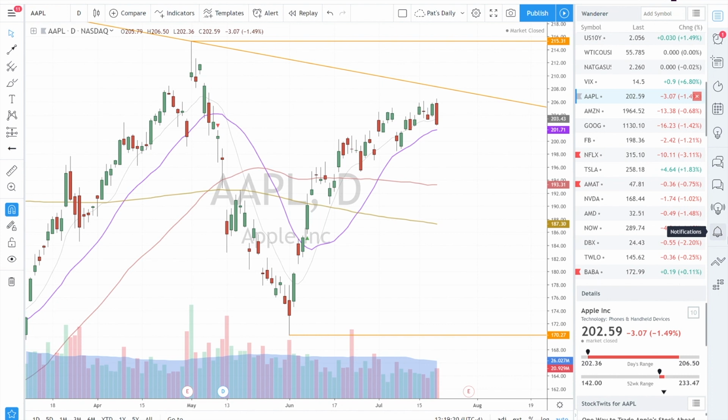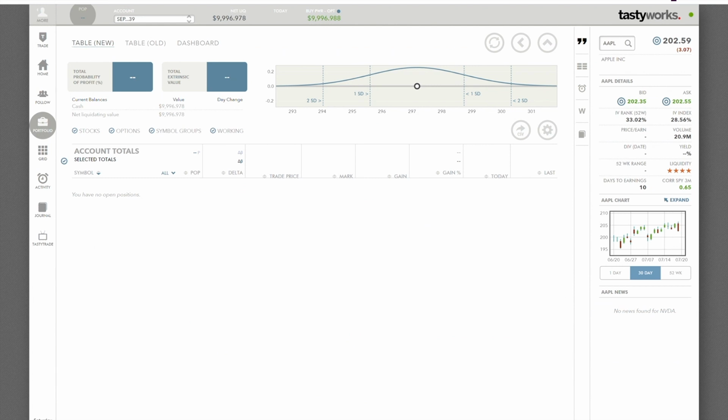Today I want to take a quick look at an option chain and just explain the basics of what you're looking at on an option chain. So here we're looking at a chart of Apple, and maybe we're trying to decide if we want to trade this. I want to buy puts or calls.